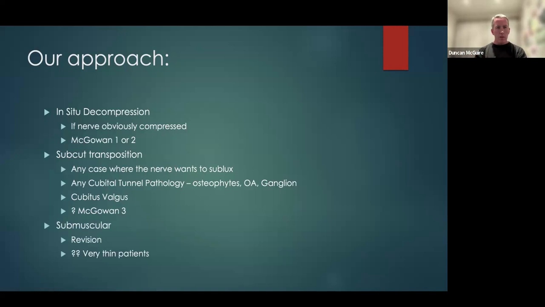All right, submuscular transposition, it's a much bigger operation. You have to take the whole flexor mass off the medial epicondyle, stop at the medial collateral ligament. Sometimes it can be a bit tricky to differentiate the two. And then you put the nerve under the common flexor muscles, and then you need to reattach the muscle. So it's a much bigger operation than a simple subcutaneous transposition. So we don't really do it much now. The only place for it is really in revision cases where subcutaneous transposition has been done and it hasn't worked.